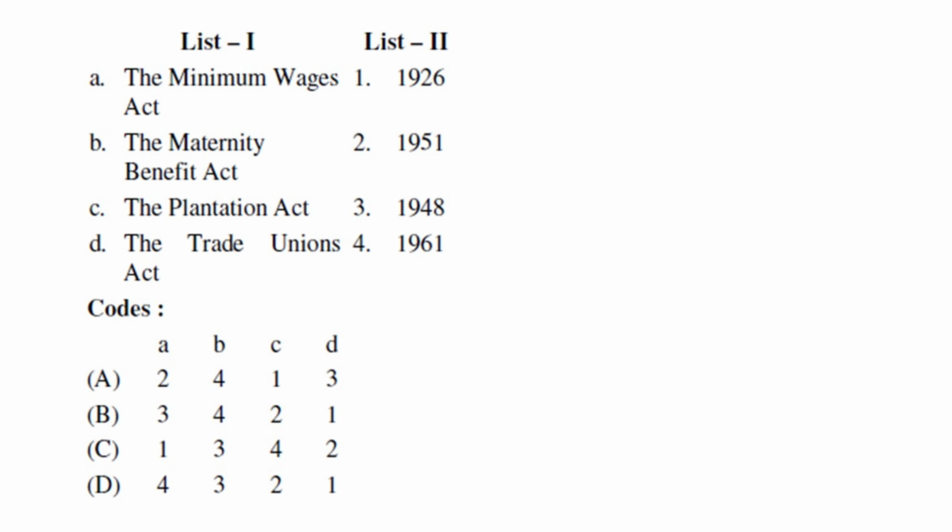So next question is also dealing with match the following. So the Minimum Wage Act is enacted on 1948, and the Maternity Benefit Act, which is enacted on 1961, the Plantation Act 1951, and the Trade Union Act 1926. So from the option, right answer is option B.